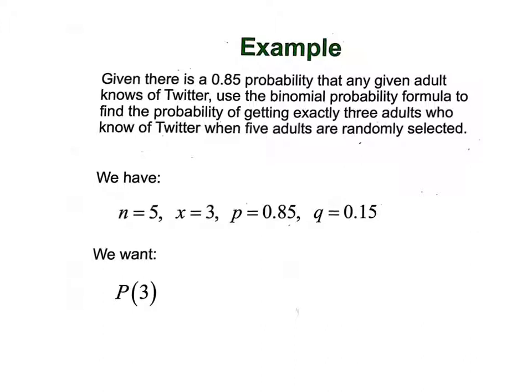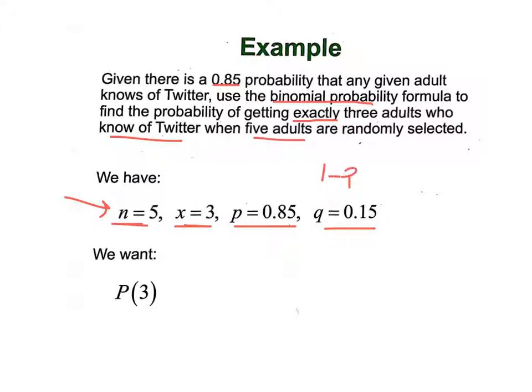Okay, back to our example. Given there is a 0.85 probability that any given adult knows of Twitter, use the binomial probability formula to find the probability of getting exactly three adults who know of Twitter when 5 adults are randomly selected. Here are our variables. N is 5. That's how many people we ask. 3 said yes. There's a probability of yes, which means that's the probability of no. The probability of failure is always 1 minus P. So I did 1 minus 0.85 to get Q, 0.15.